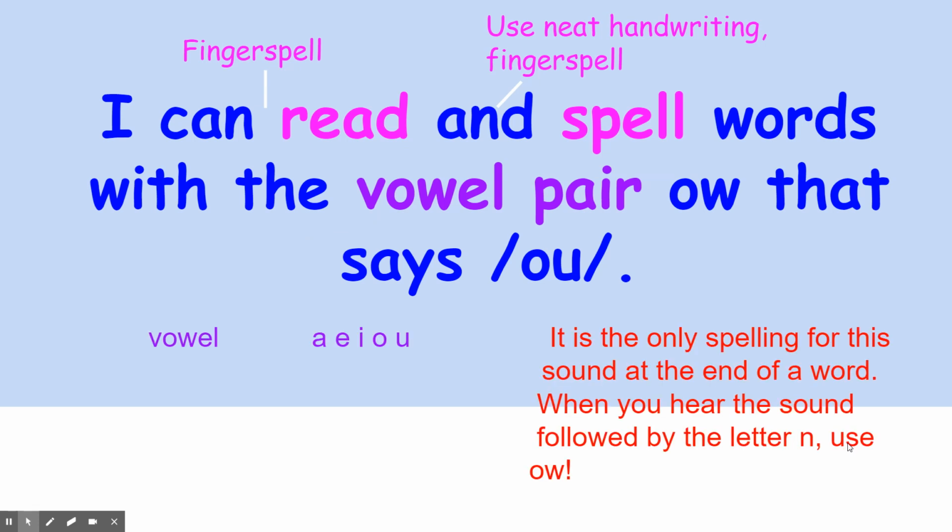And of course, we have two of them. Now, O-W is going to make the ow, like ow, I'm getting pinched. And it's the only spelling for this sound that we use at the end of a word. So when you hear ow, I'm getting pinched at the end of a word, we're going to use an O-W. Now, there's another rule that might help us. Because when we hear this sound, ow, and we then hear the sound n or the letter N, we are also going to use an OW. So that kind of gives you a hint as to when to use OW versus OU.